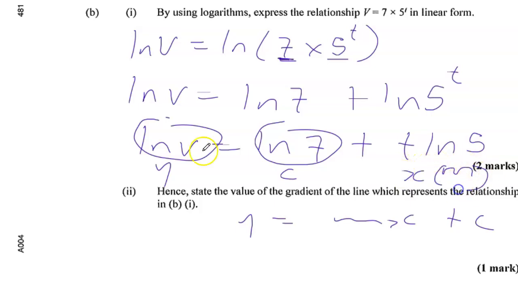So we assign the variables y as log v, constant there by itself, that's log 7 is a constant. Log 5 is also a constant. So the gradient would be the t coefficient. So m, the gradient, would be the t coefficient, which would be log 5.